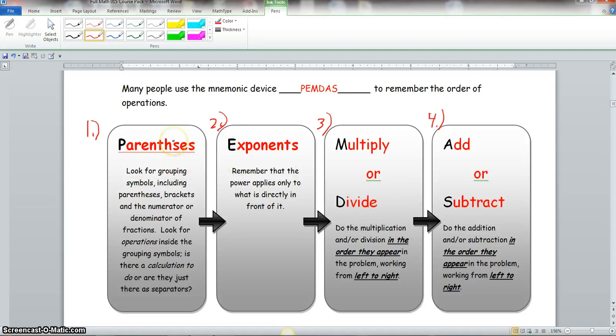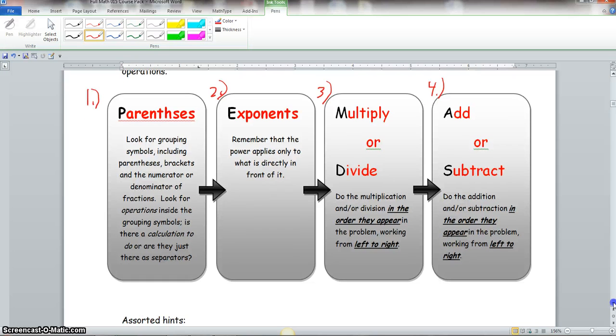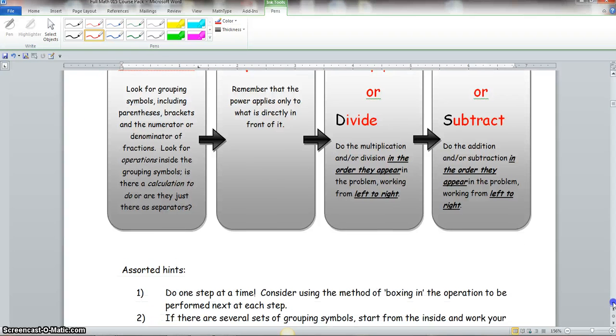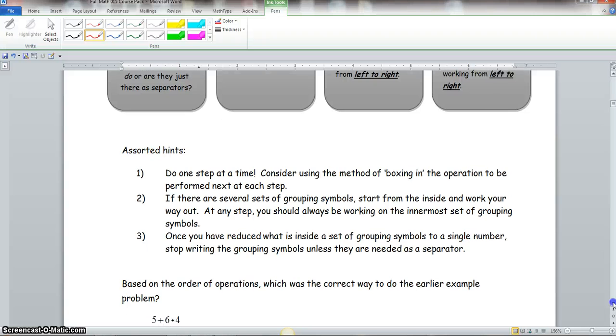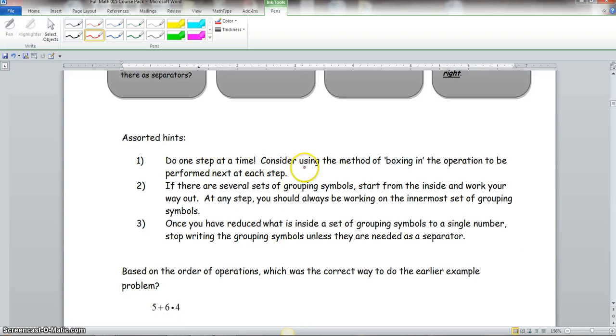So again, it's parentheses first, then exponents. Then you could do multiplication or division, whichever one comes first from left to right, and then add or subtract, whichever one comes first from left to right. So we have these hints here. It says here, hint 1, do one step at a time. Consider using the method of boxing in the operation to be performed next at each step. Number 2, if there are several sets of grouping symbols, start from the inside and work your way out. At any step, you should always be working on the innermost set of grouping symbols.